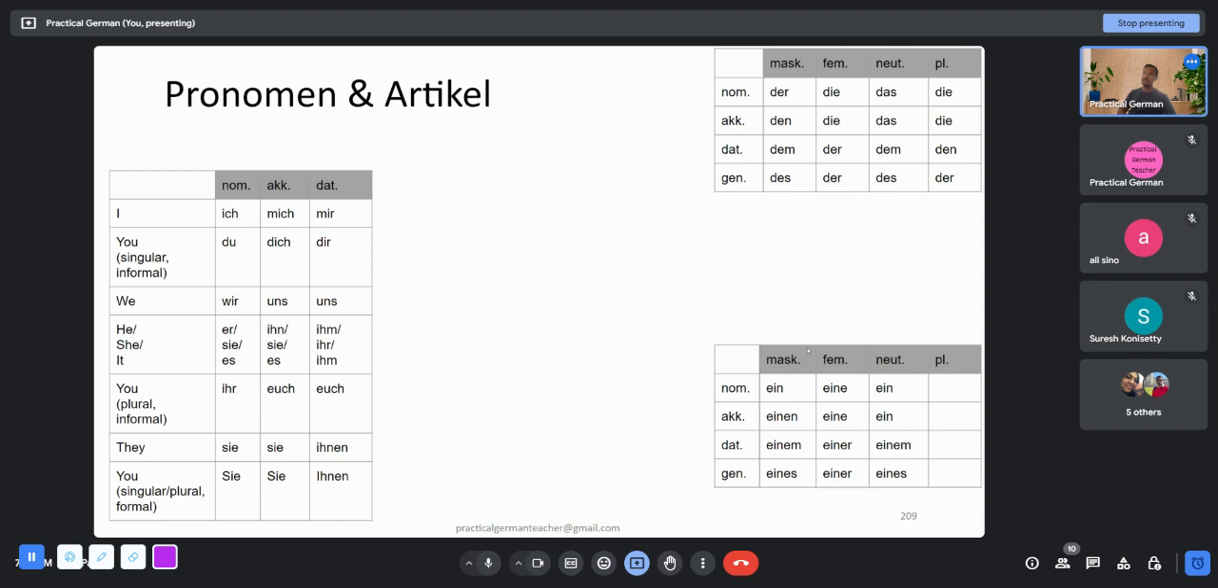Then you also have Negationsartikel. Negationsartikel are nothing but, for example, you say he is. Yeah, Vinay, please ask.